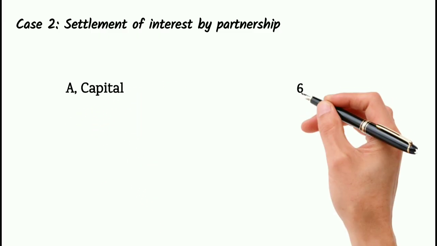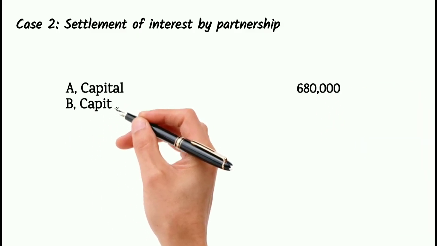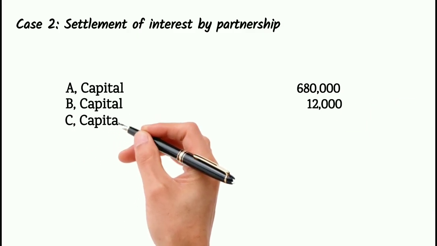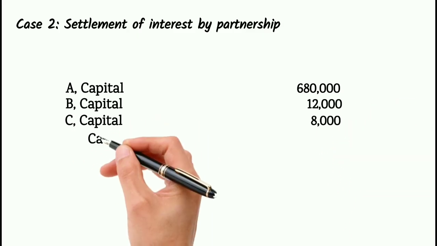Debit A capital 680,000 pesos. Debit B capital 12,000 pesos. Debit C capital 8,000 pesos and credit cash 700,000 pesos. Yang 680,000 pesos, yan yung capital ni A before retirement. At yung 700,000 pesos, yan yung payment ng partnership kay A.